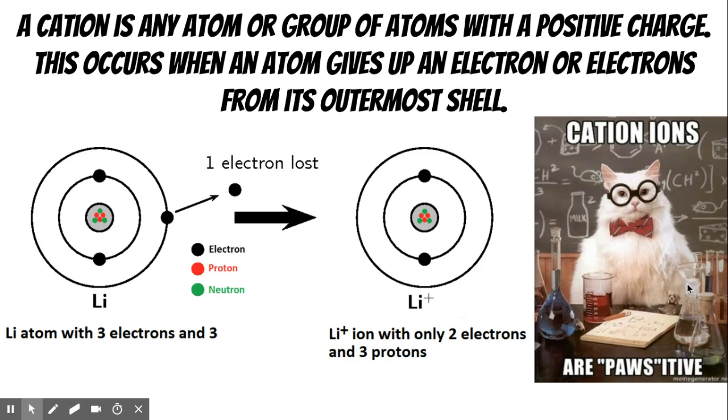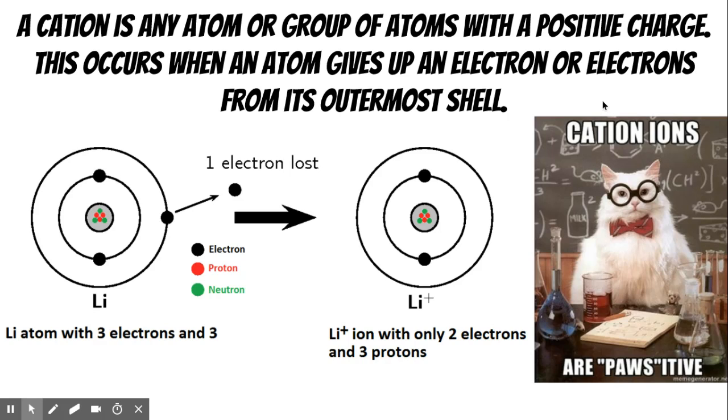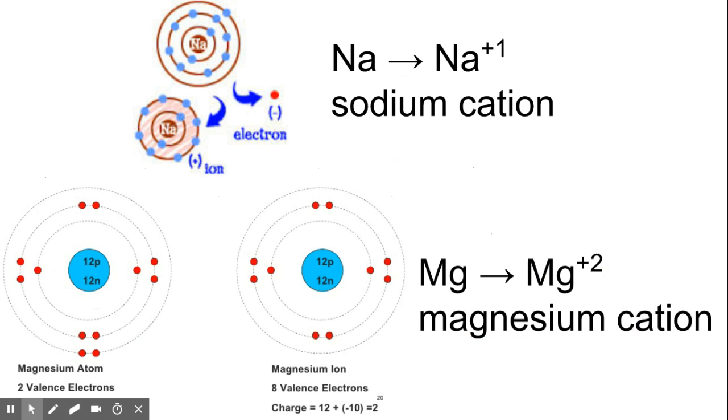A fun memory clue for this is that cations are positive. Think cat, pause, positive. I also like to say that the t kind of looks like a lowercase t, kind of looks like a plus sign, and that's how you can remember cations are positive as well.